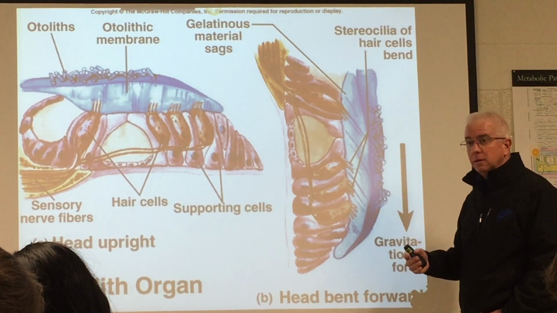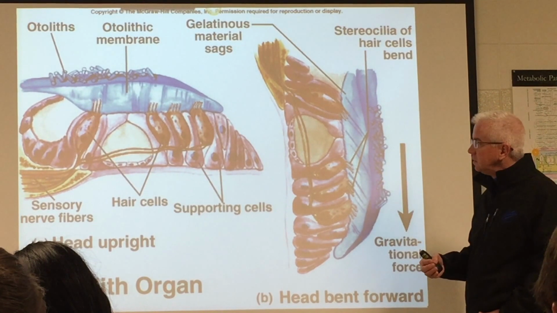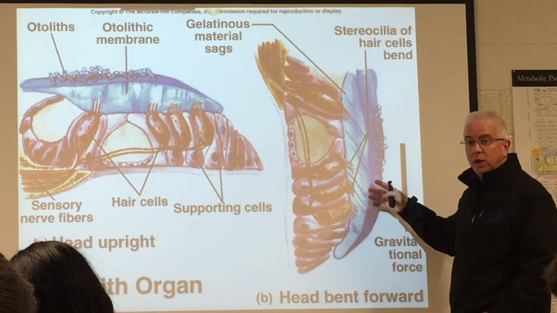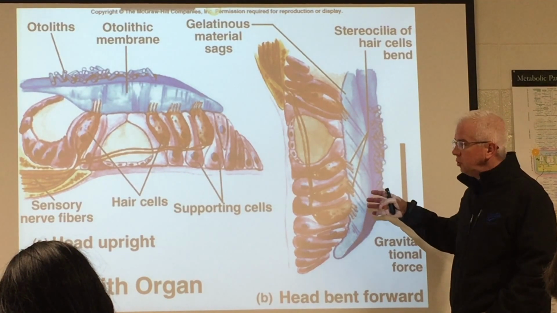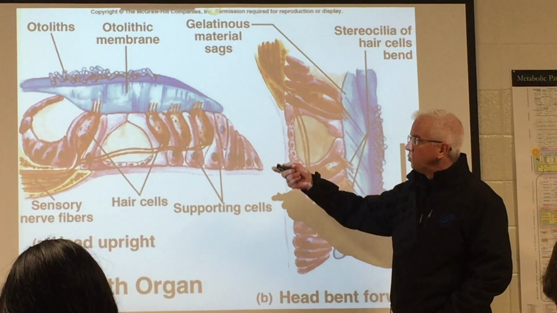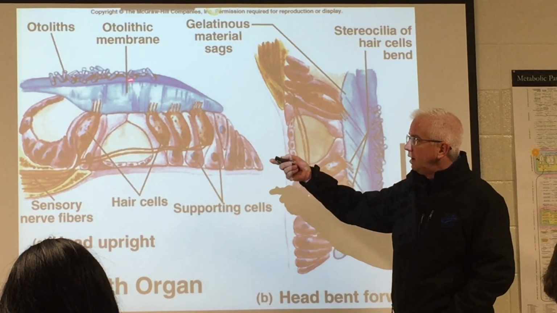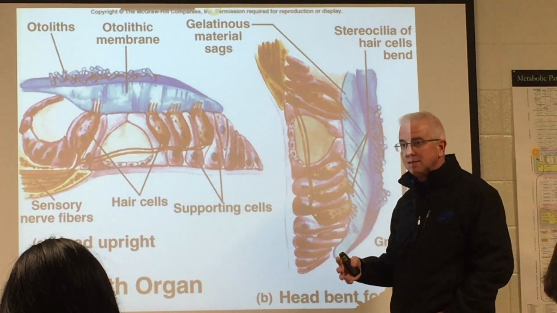Whether it's upright, bent forward, bent sideways. The way that happens is the membrane, we called it the tectorial membrane in the organ of Corti. Now in the utricle and saccule we call them otolithic membranes, because otolith means rock, and you can see these have rocks, calcium carbonate crystals in the membrane that give them weight.